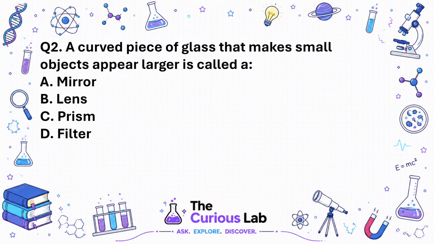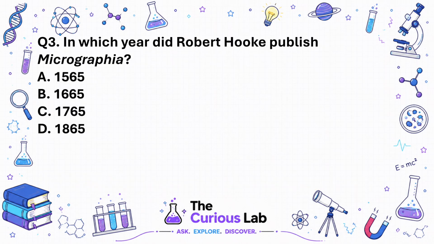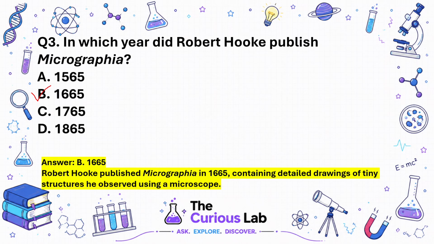Next question. A curved piece of glass that makes small objects appear larger is, yes, the correct answer is lens. We know that we have convex lenses in the magnifying glass which is used to magnify the objects. Next question. In which year did Robert Hooke publish his Micrographia? Micrographia is the book which was published by Robert Hooke when he discovered cells, and it was published in 1665. The answer is B, 1665.